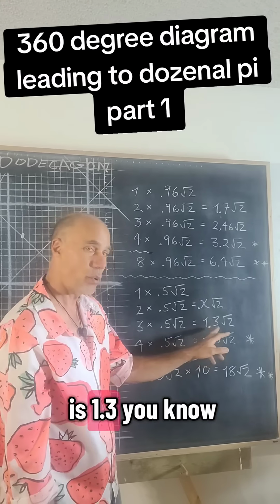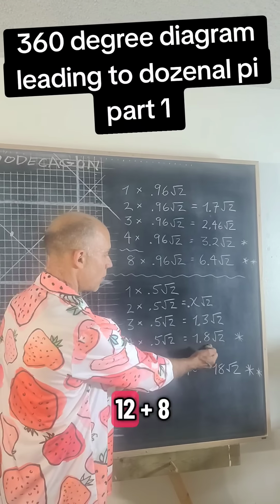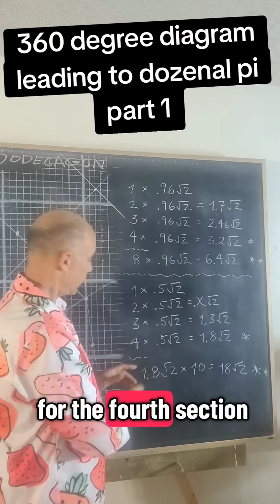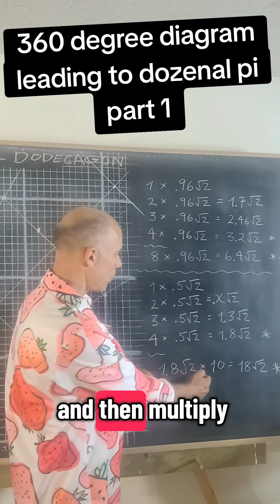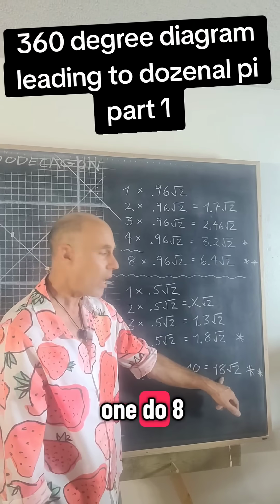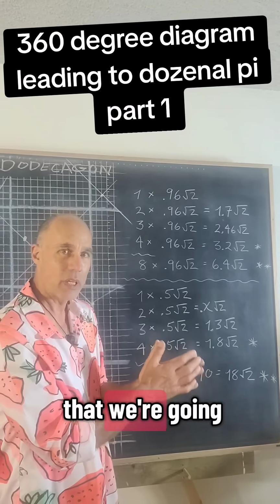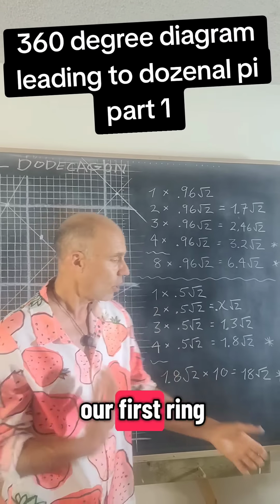3 times that is 1.3. One group of 12 plus 3. One group of 12 plus 8 for the fourth section. And then multiply that by a dozen, and we get 1 do 8 for the complete perimeter of the fourth ring. And again, that's the ring that we're going to be working on to create our first ring of the diagram.